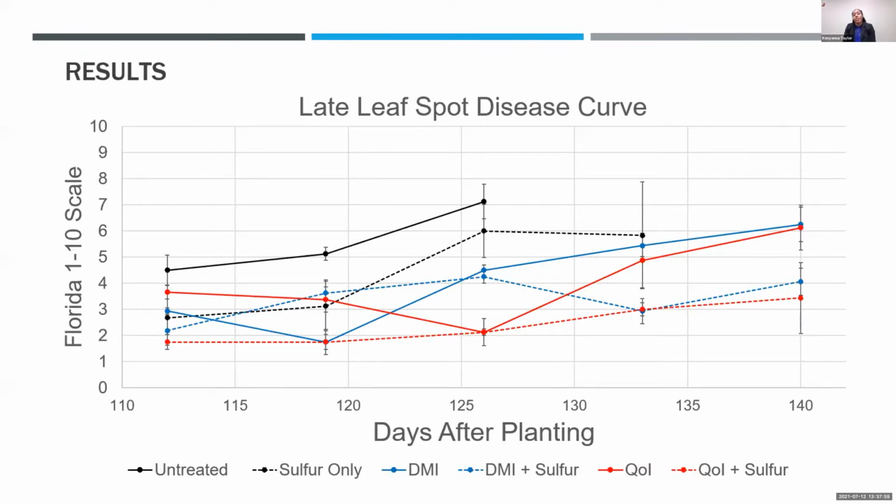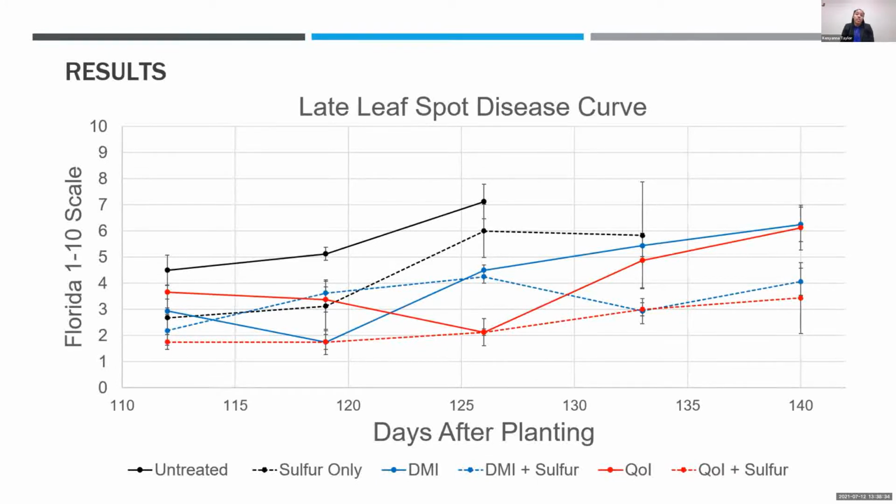So now we're going to get into my research, starting with late leaf spot, just going over the pattern at the bottom for the treatments. The black lines are untreated control, and then this is sulfur only, which is the dotted line. For the DMIs, I have them in blue. DMI plus sulfur is the dotted line. DMI alone is the solid line. And the QoIs are in red. The QoI only is the solid line, and the QoI plus sulfur is the dotted line. So every treatment that had sulfur has dotted lines, just to clarify.